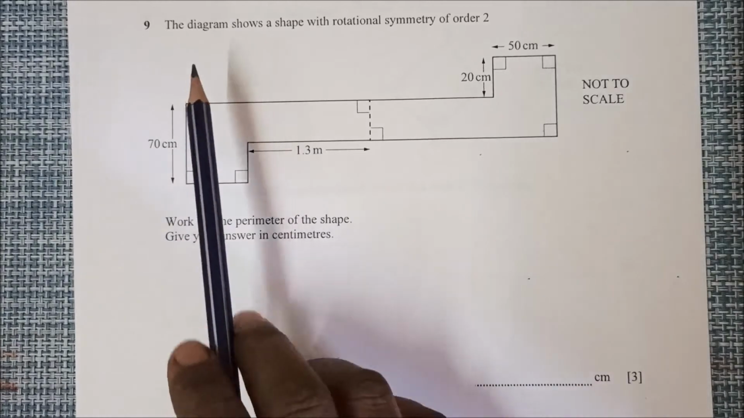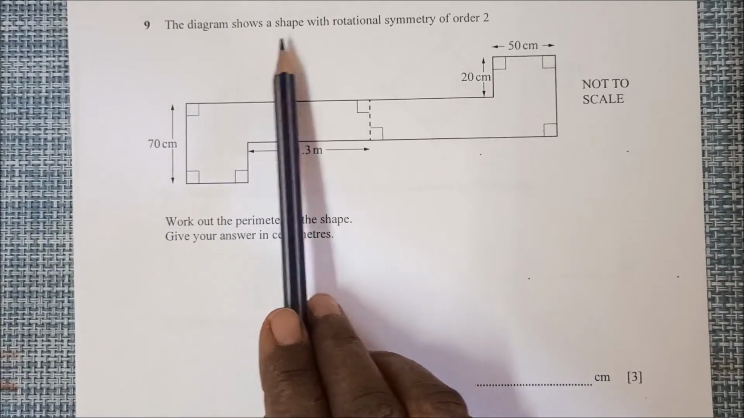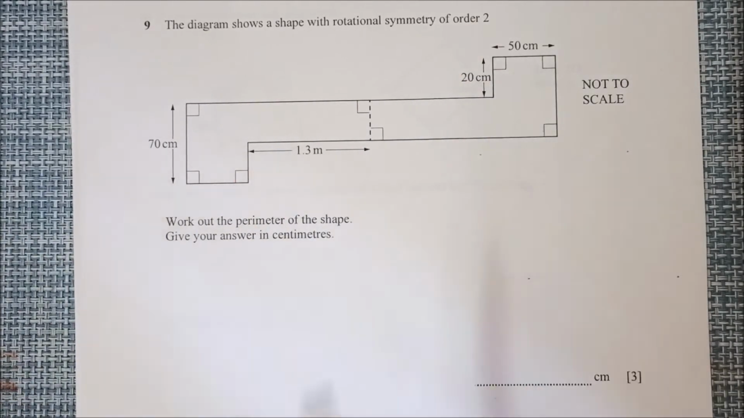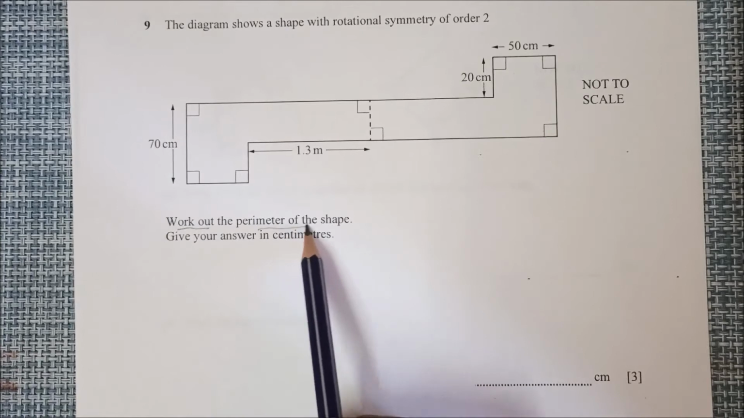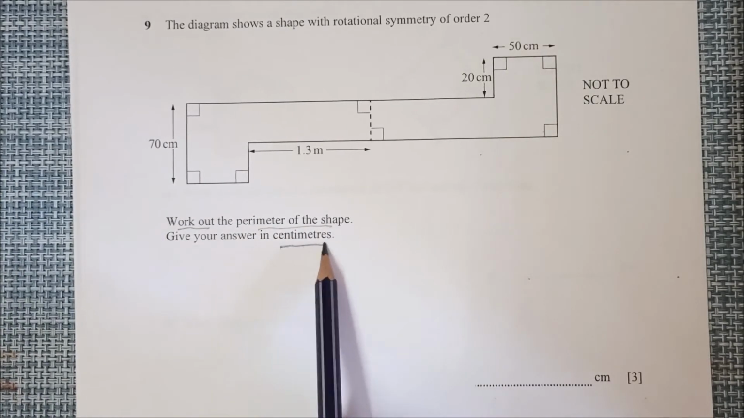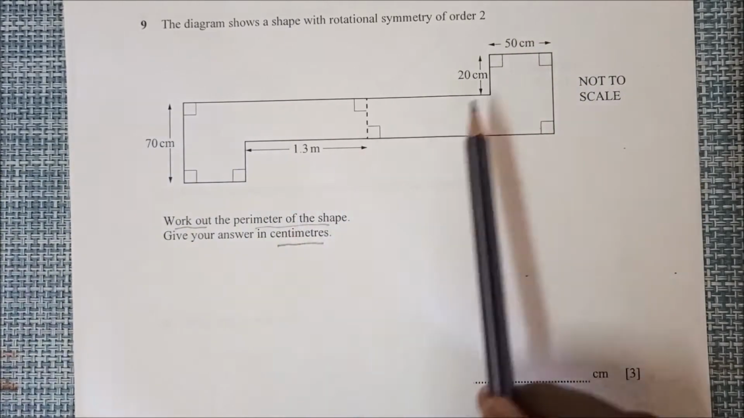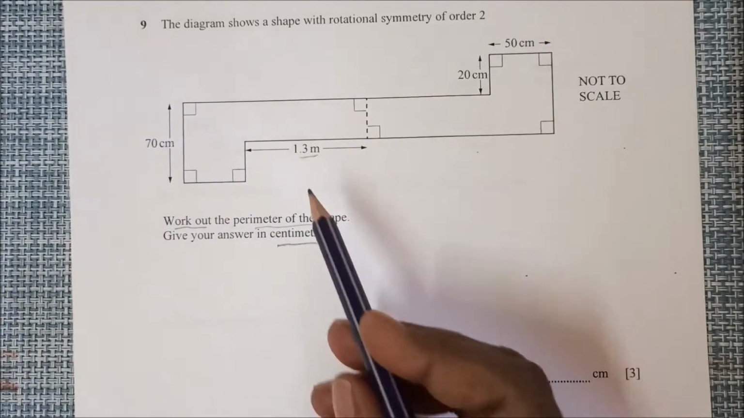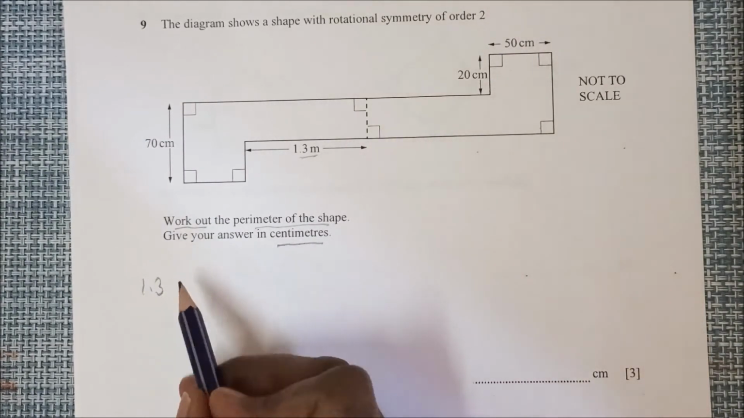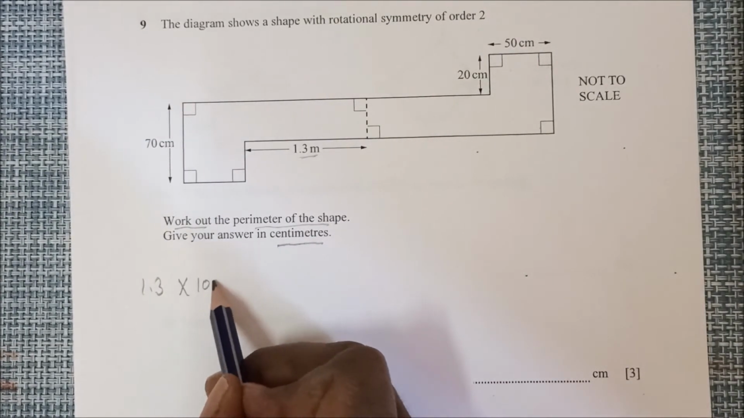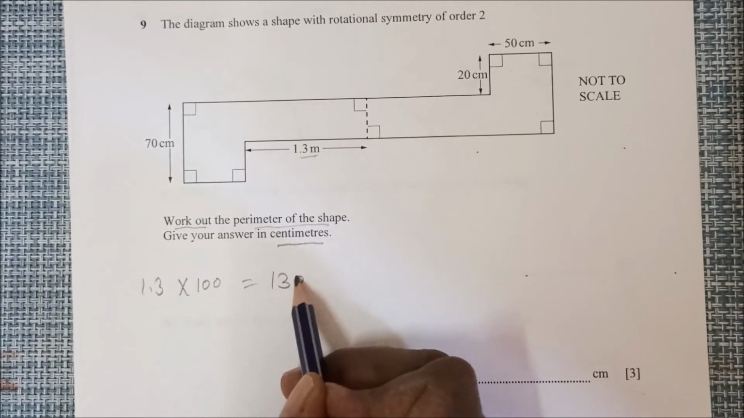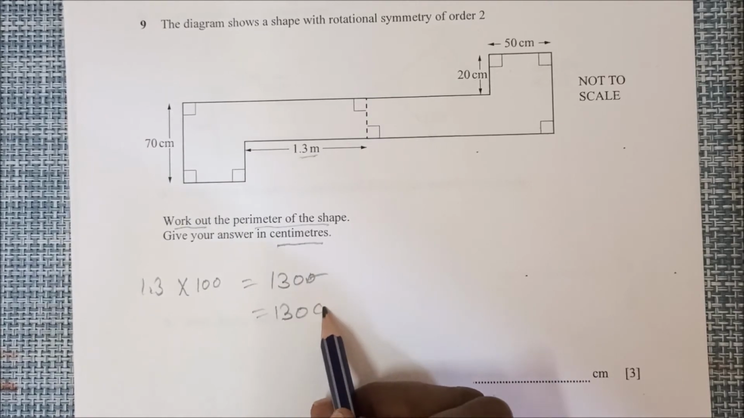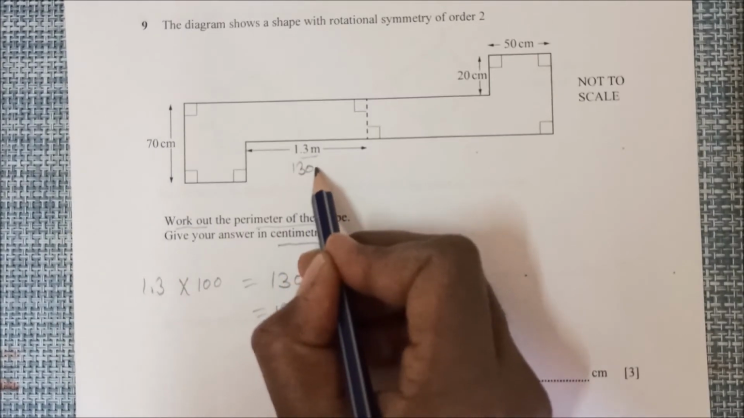Let's move to question number 9 now. The diagram shows a shape with rotational symmetry of order 2. So here is the diagram. You have to work out the perimeter of the shape. Give your answer in centimeters. We need the answer in centimeters, but the dimensions which are given to us are in meters. So let's first convert this 1.3 meters into centimeters by times 100. So it is 1 decimal place here, so 130 centimeters.